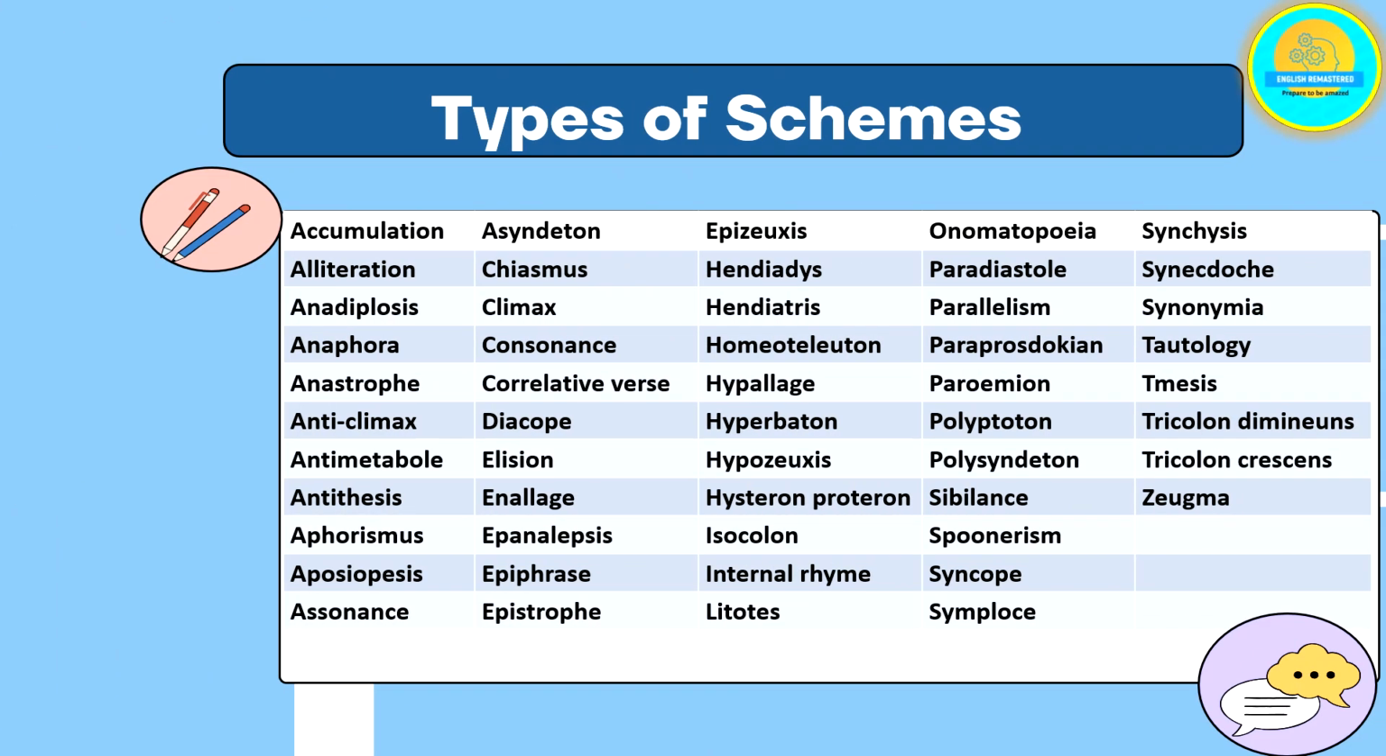In this table, we find 52 types of schemes. Let us understand three of them. Alliteration, the occurrence of the same letter or sound at the beginning of adjacent or closely connected words. Example, "She sells seashells by the seashore."